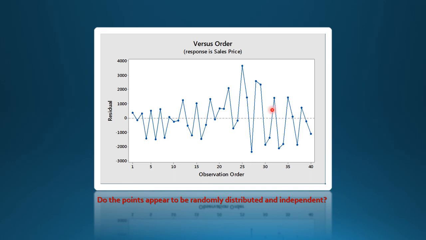Here is the plot of residuals versus order from the ABC example. Do the points appear to be randomly distributed and independent? We see the residuals appear to be randomly distributed and no unusual patterns exist. We can assume that the errors are random and independent. Notice that there is one residual that appears to be an outlier and should be investigated.